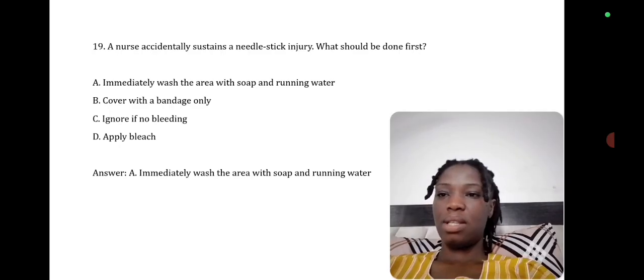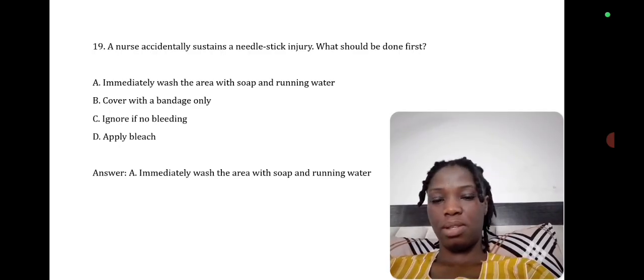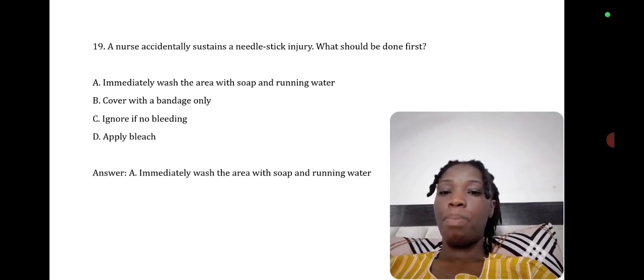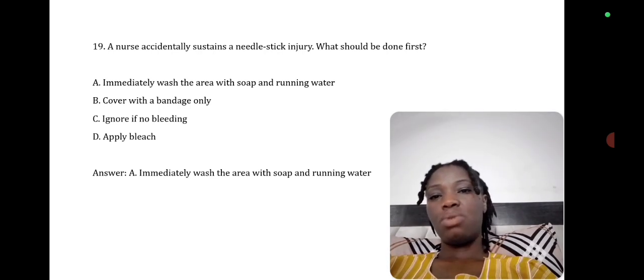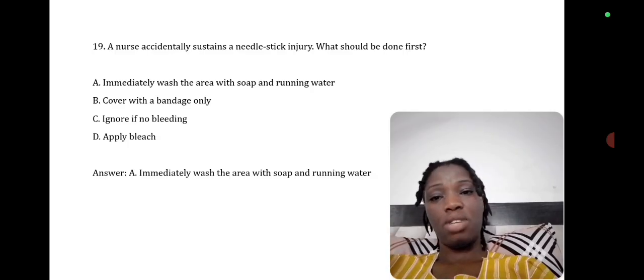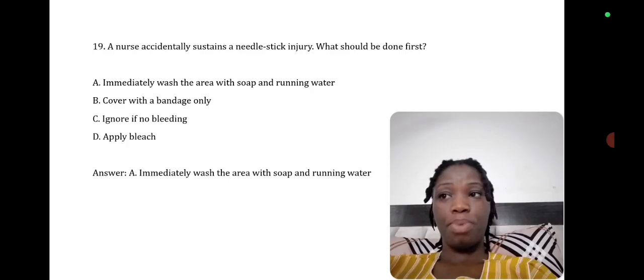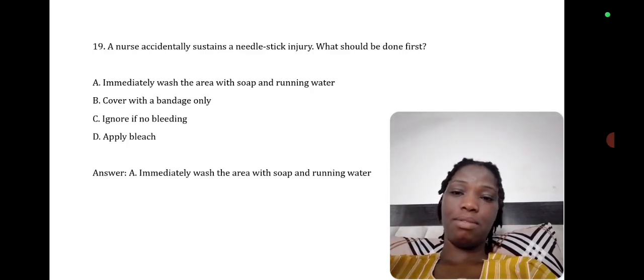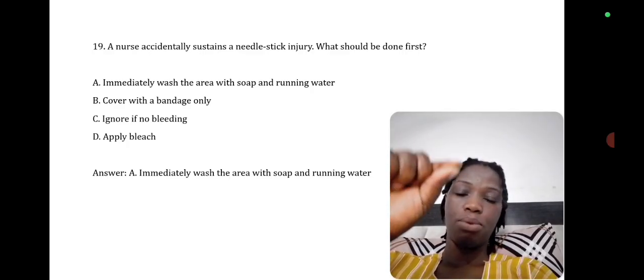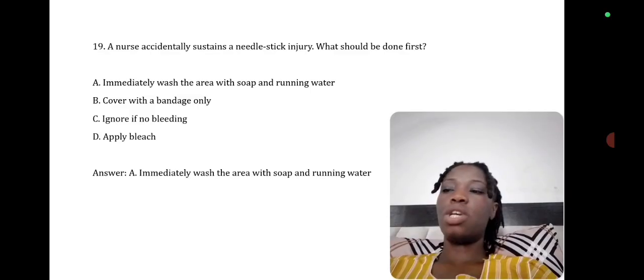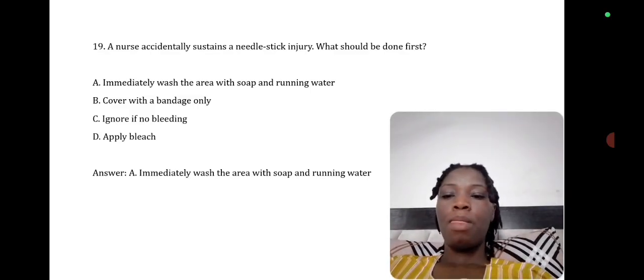Next question, question 19. A nurse accidentally sustained a needle prick injury. What should the nurse do first? They say treat all patients as potentially infectious. So when you come in contact with a needle prick injury, the first thing you should do is wash immediately. Don't press it, don't press the blood out. Just take it straight under running tap.